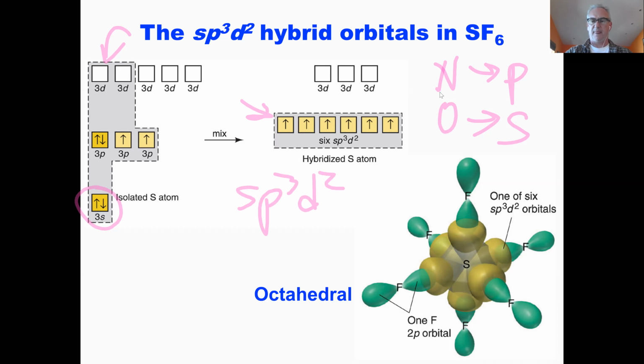And so now I have overlap with these bizarre looking orbitals and incoming atoms, in this case fluorine. And since I have 6 regions of electron density, that's an octahedral shape. Okay, and then again, just like the other shapes, if I have 6 regions of electron density, it doesn't necessarily mean that the molecule is going to be octahedral. That depends on the number of lone pairs, but the overall geometry is going to be octahedral. Okay.